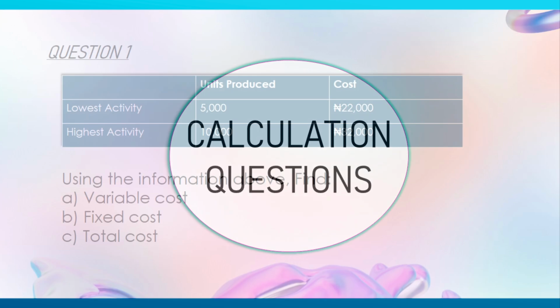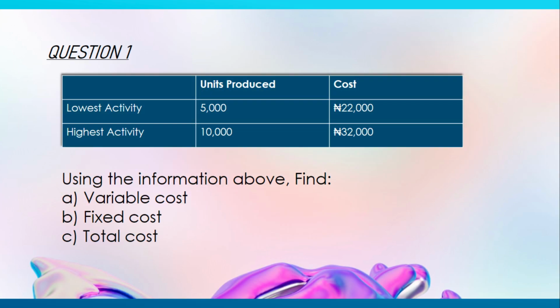The first question, we have units produced and cost. At the lowest activity, the units produced is 5,000 and the cost is 22,000 naira. And at the highest activity level, we have 10,000 units produced and 32,000 naira as the cost. We are going to use this information to find the variable cost, fixed cost, and the total cost. First, we've already identified the lowest and highest activity levels. So we are going to calculate the variable cost per unit.